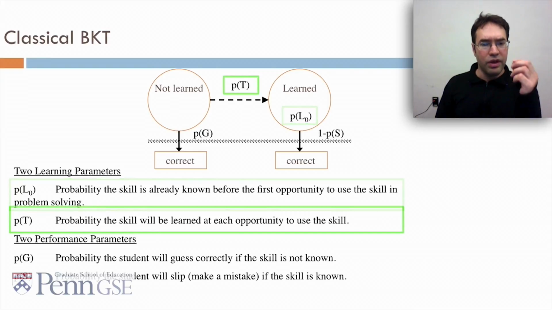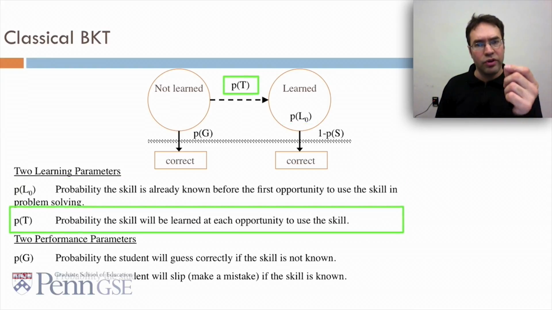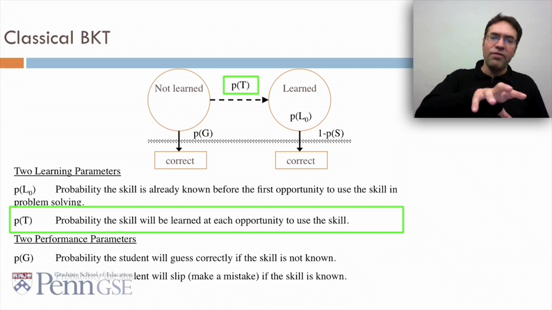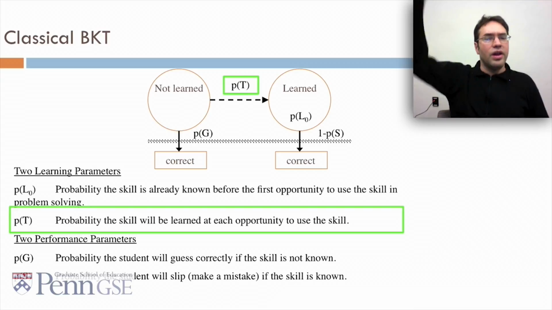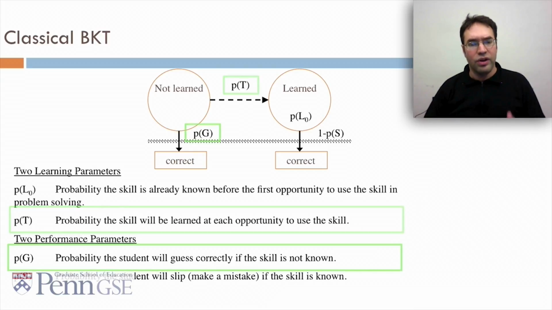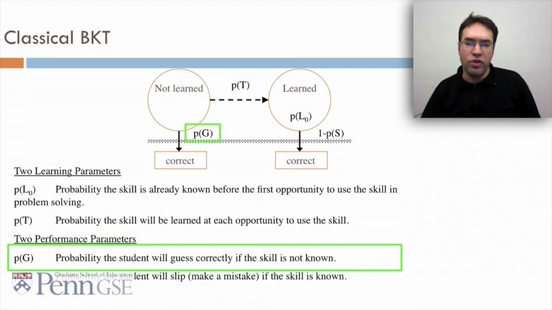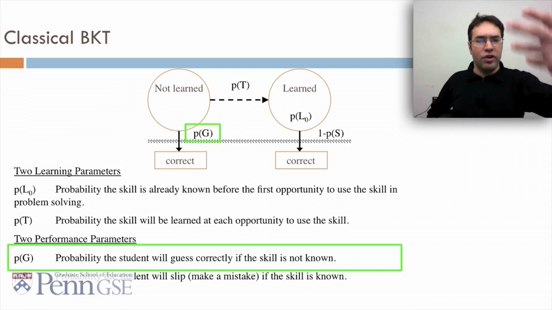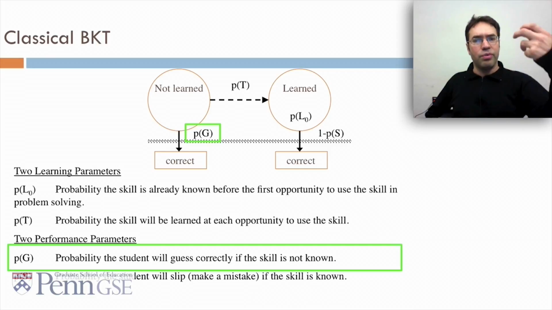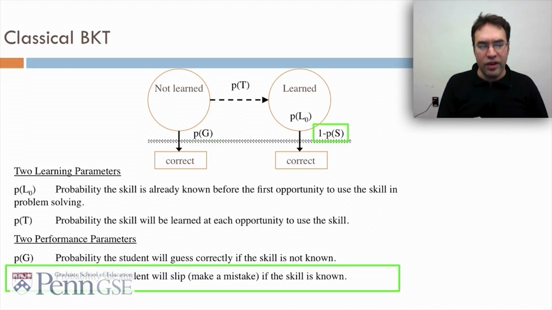Second of all, P of T, the probability that the skill will be learned at each opportunity to use the skill. If our system promotes learning at all, students' performance should get better over time. They should actually learn. And P of T accounts for this. P of G, the probability the student will guess correctly if the skill is not known. So even if they haven't learned the skill, there's still a certain probability they'll get it right. And P of S, the probability that the student will slip and make a mistake even if the skill is known.